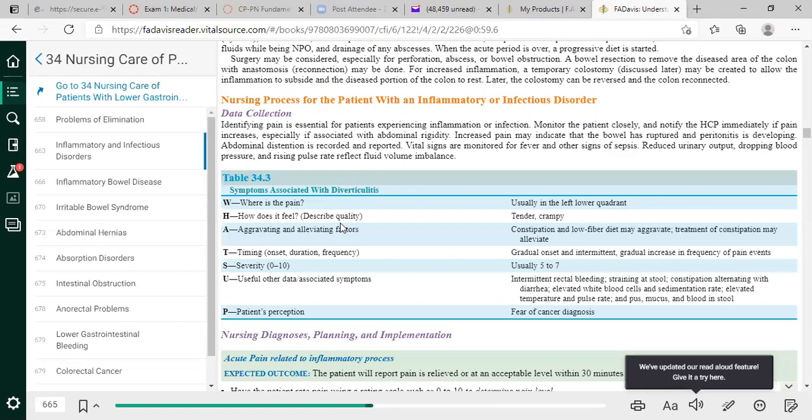And it also talks about other useful data, associated symptoms. P, the patient perspective, the patient perception.